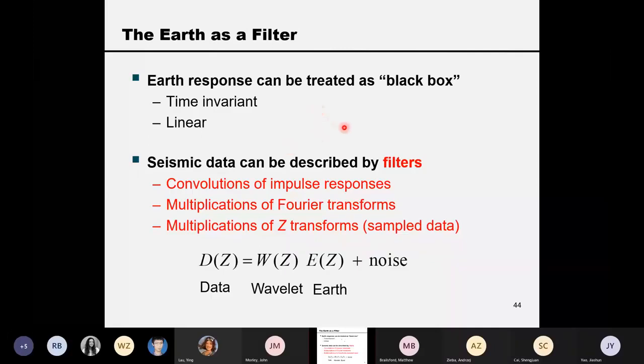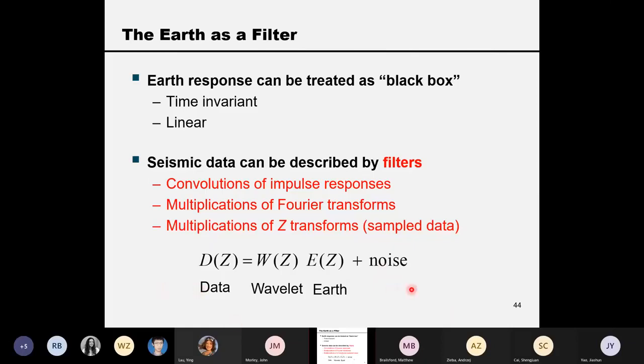Let's talk about this one. What we said before, we treat the subsurface as a black box because we don't know everything. We don't know velocity, frequency, density. So we assume it's linear and time invariant, right? So now we treat seismic data in the Z-transform domain as a modification of the wavelet and the subsurface structure, plus, of course, some noise, right?